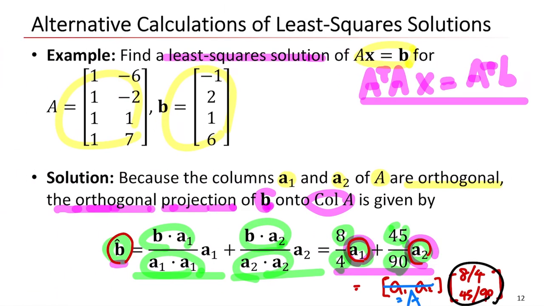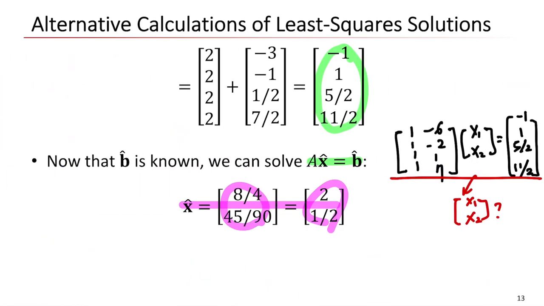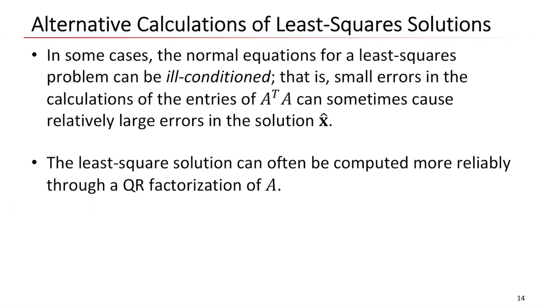So rather than using the normal equation itself, we can just derive the least squares solution by using the orthogonal projection of the vector B onto the column space of A, right? So this is another way to find the least squares solution. Okay.